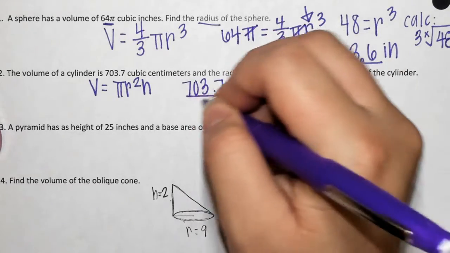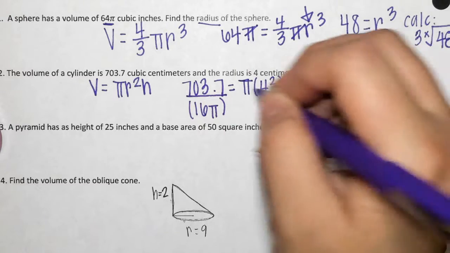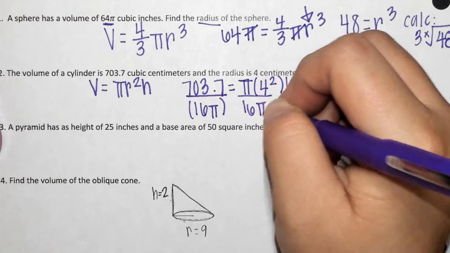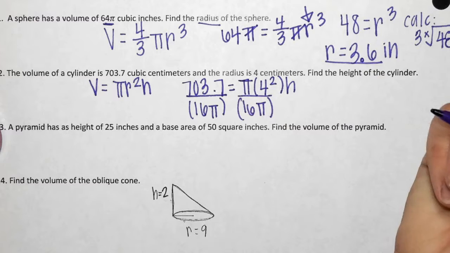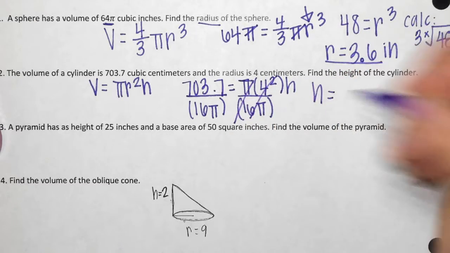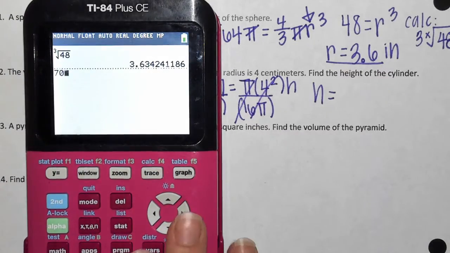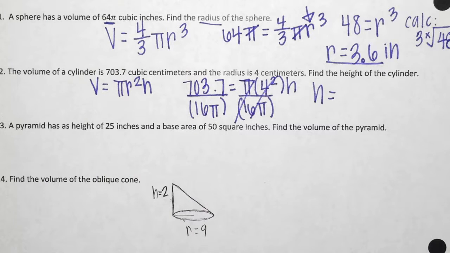If you're going to do it at the same time, put your parentheses. 16 pi. Put parentheses around the 16 pi. That will cancel this, and you'll be left with your height. Because 4 squared is 16. Okay, you know how you have to do that. Did y'all get 13.99999? Yeah.